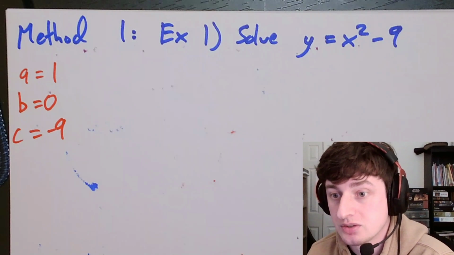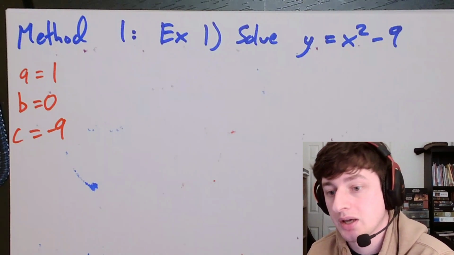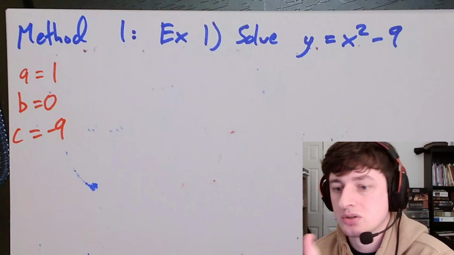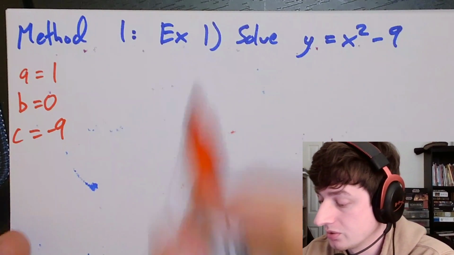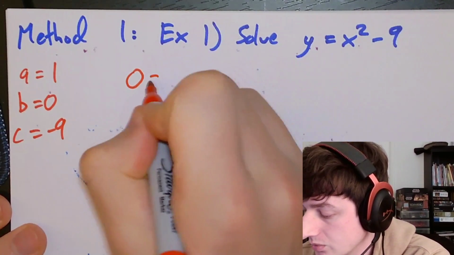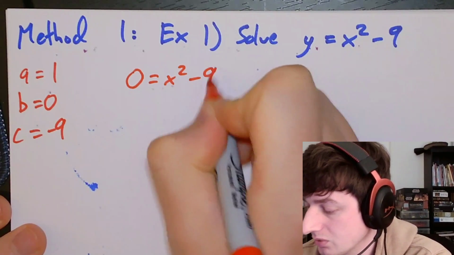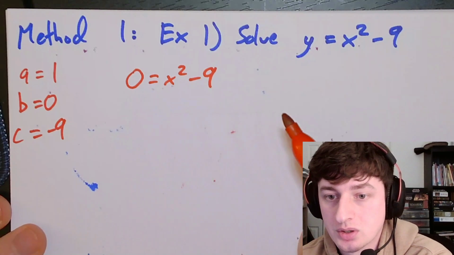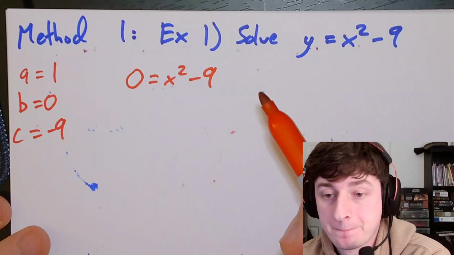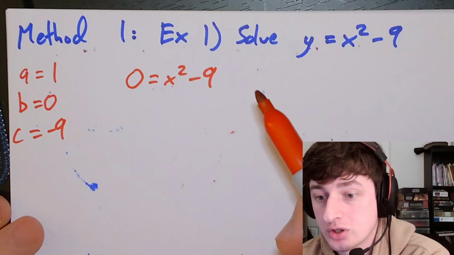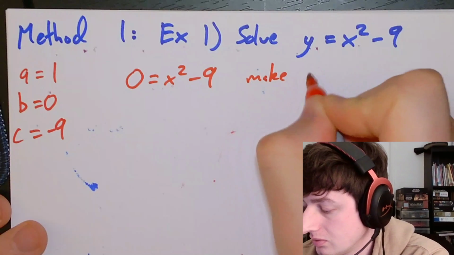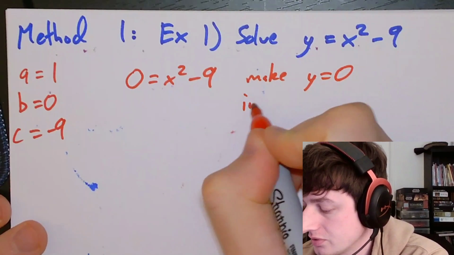So you can factor this. You can say, oh right, I'm going to factor that into x plus 3 and x minus 3, and use the box, and you could factor it. Or you could say, all right, our first step is 0 equals x squared minus 9. We want to figure out what x is when y is 0. So we just make y 0. And then we're going to do inverse operations to solve.